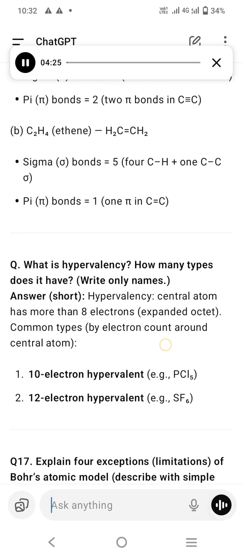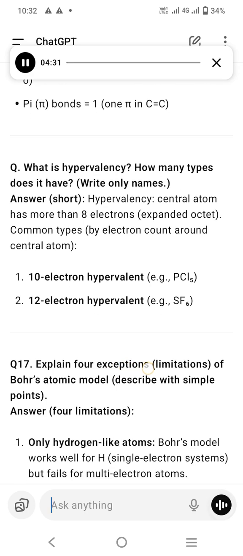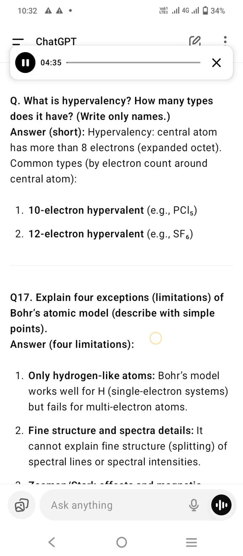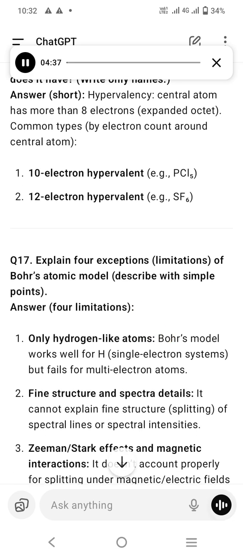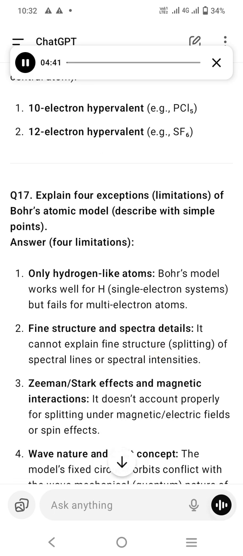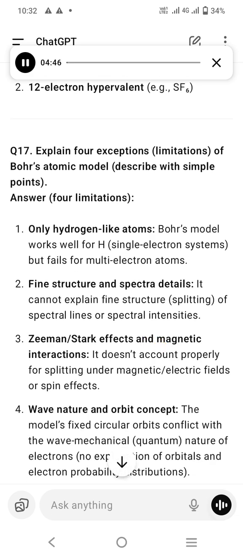What is hypervalency? How many types does it have? Write only names. Answer short. Hypervalency, central atom has more than 8 electrons, expanded octet. Common types by electron count around central atom: 1. 10 electron hypervalent, e.g. PCl5. 2. 12 electron hypervalent, e.g. SF6.